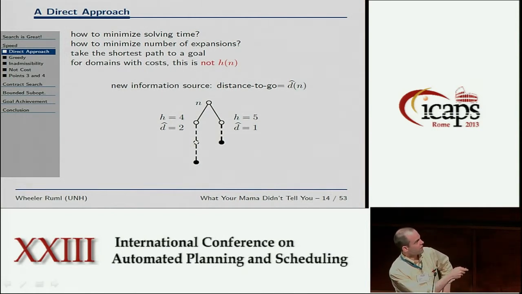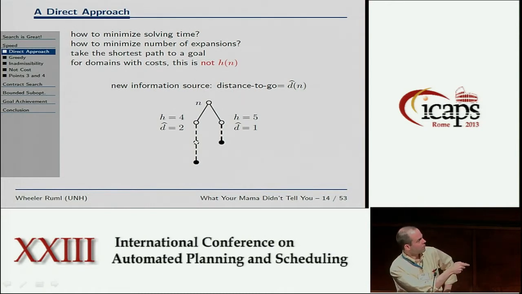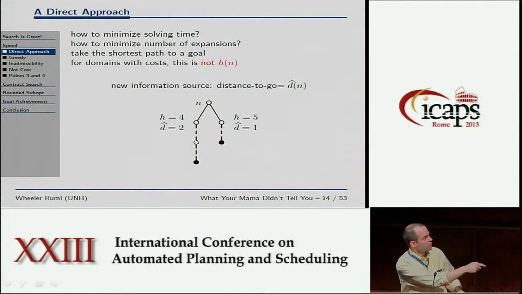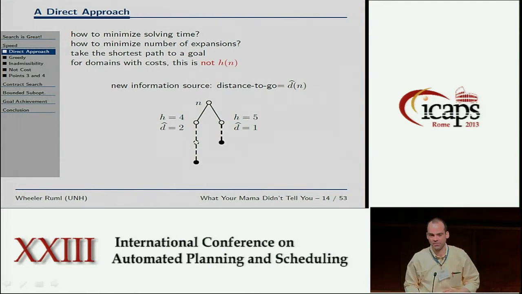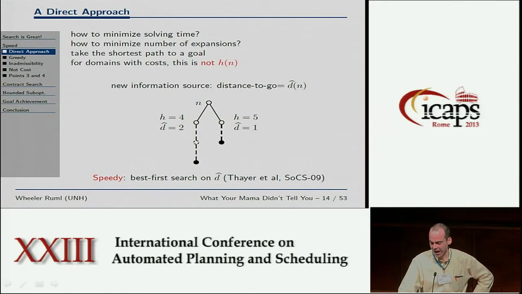Here's just a simple example. If we have this node n that we've expanded, and we have 2 children here, and we're wondering where to go, one child has a cost to go of 4, but a distance to go of 2. The other child has a higher cost, but is estimated to have a closer goal. If we're trying to minimize solving time, we should go for this node here that has a goal that's closer. Okay? So this algorithm, because it's greedy on distance, I like to call it speedy search. So it's a best first search on this D hat or D distance to go estimate.